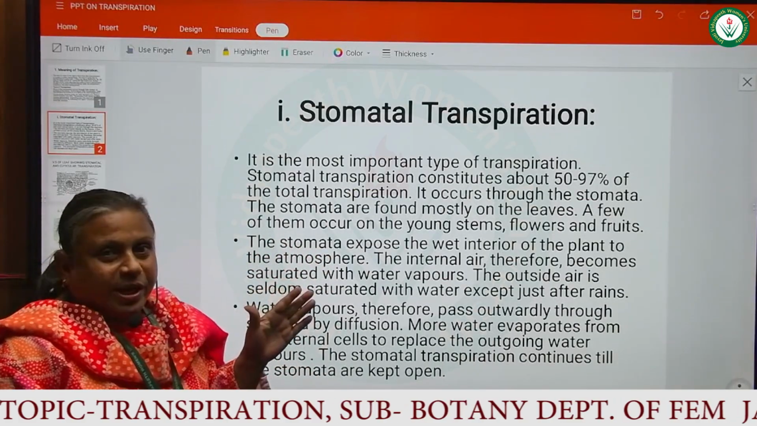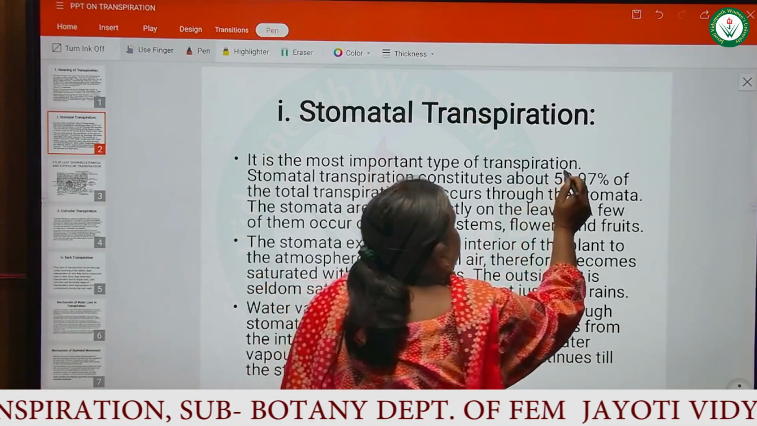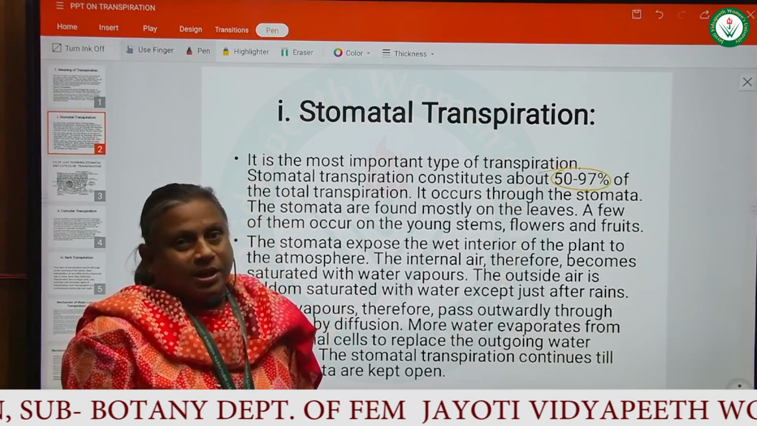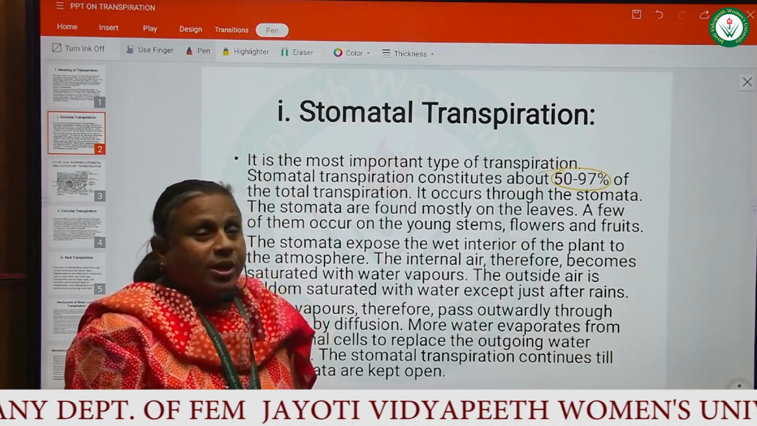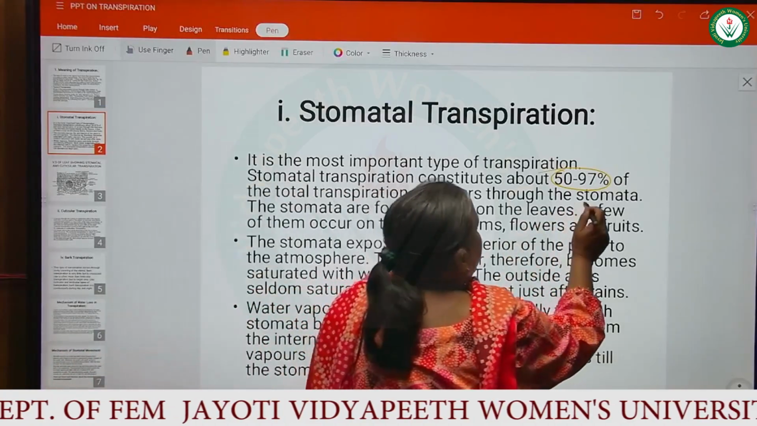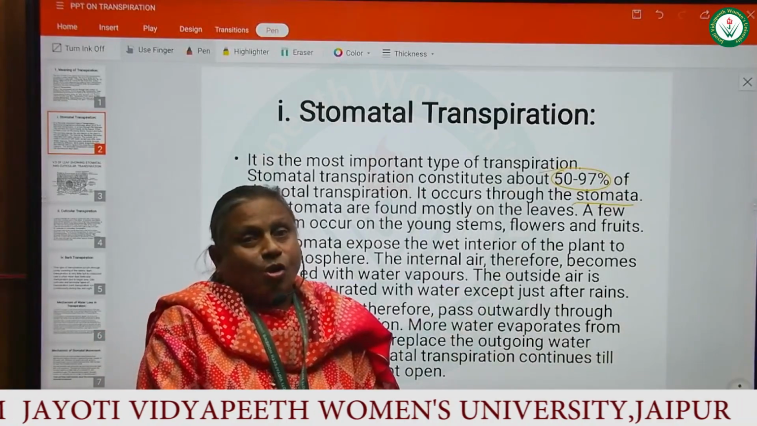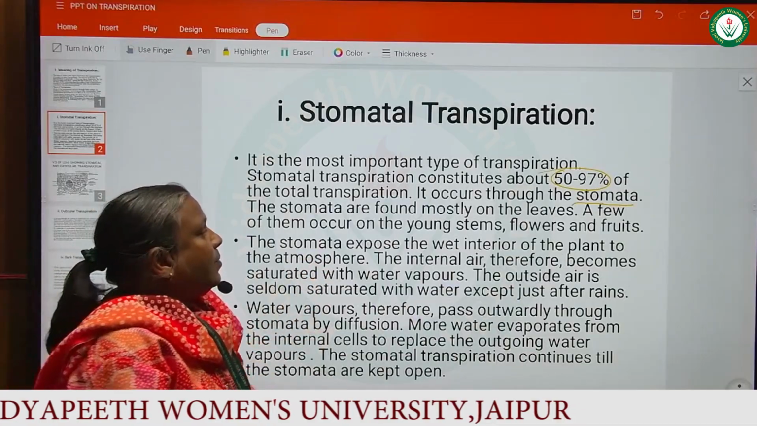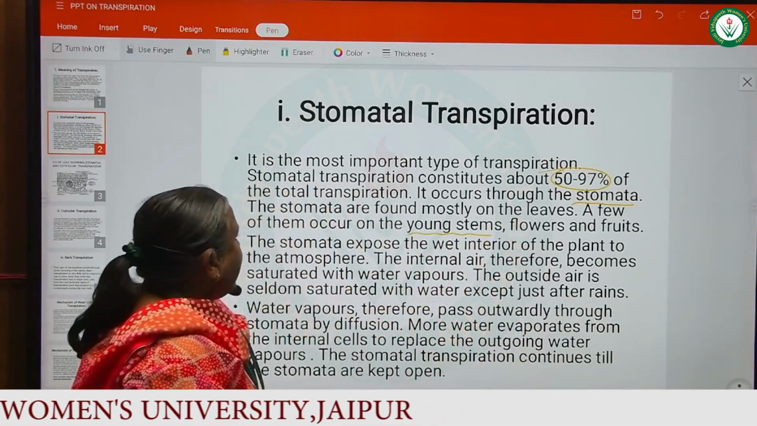Stomatal transpiration constitutes about 50 to 97% of the total transpiration, and this stomatal transpiration occurs through the stomata. The stomata are found on the leaves. A few of the stomata also occur on the young stems, flowers, and fruits.